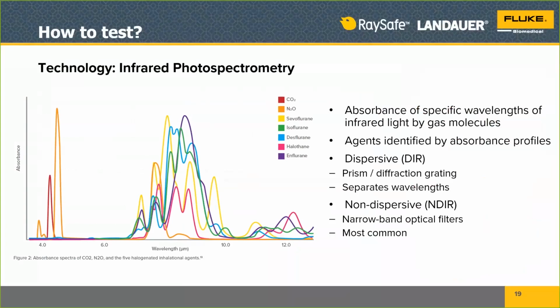So this is a pretty high-tech application. Because the differences between these wavelengths aren't very large, you need a test device that can do that. Two technologies can do it: dispersive infrared radiation, which uses a prism to separate those wavelengths, and the more common non-dispersive infrared, which uses optical filters to separate those wavelengths. Again, this is the most common technology on the market. Basically, it's asking: what are those absorbance profiles, and how do I break them apart so that I can identify each agent?